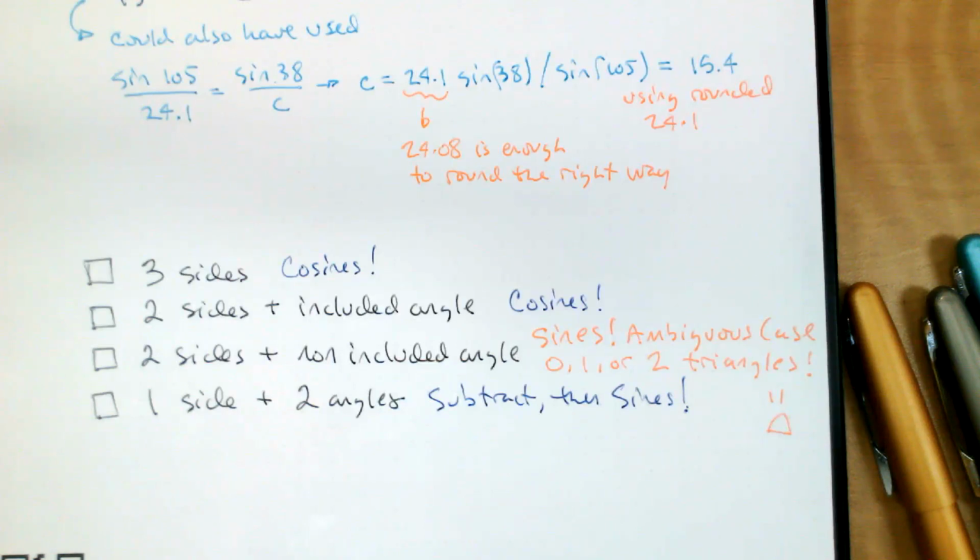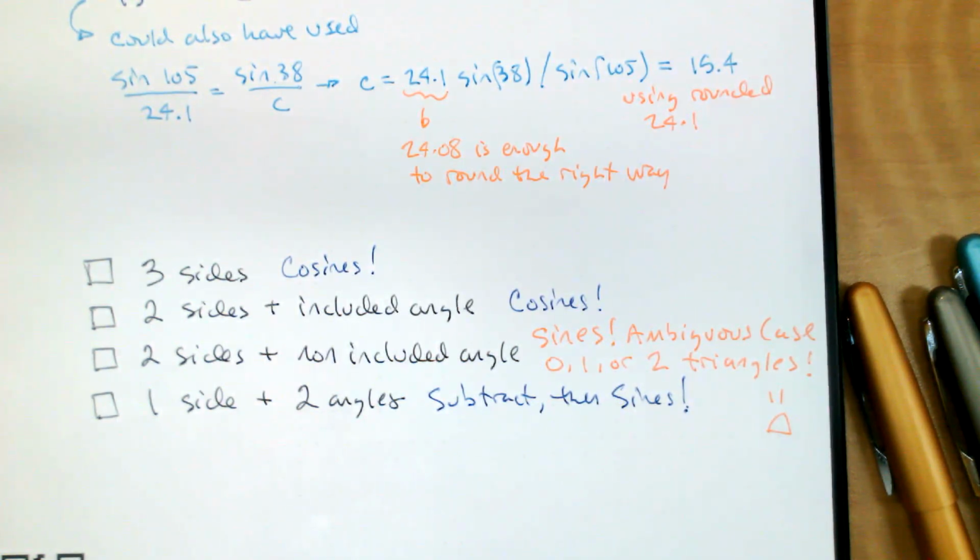If you have 2 sides and the included angle, that is also a case for cosines. You've got that full set of information: A, B, gamma, or A, beta, C, or alpha, B, and C. So we use the law of cosines. The law of sines is not really a choice.